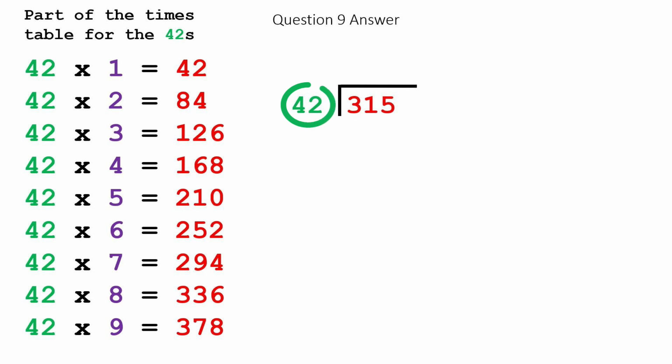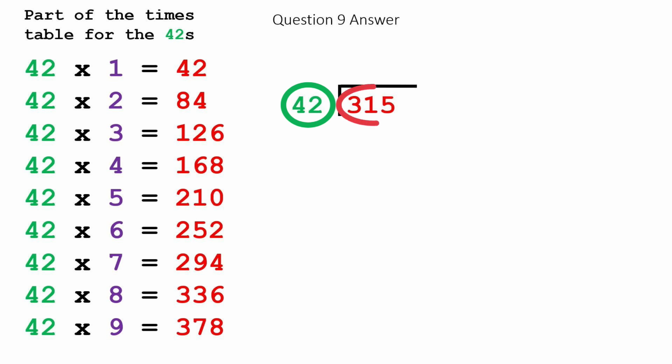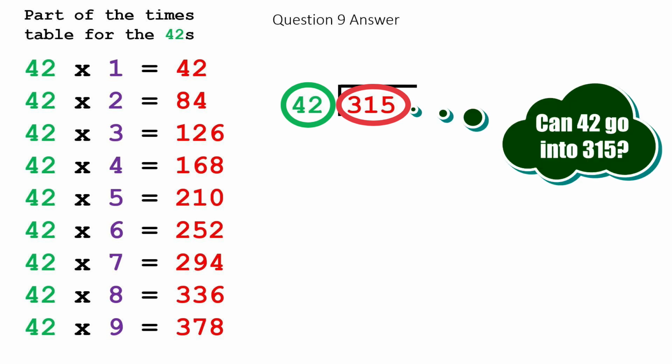When we have a two-digit divisor, we start by circling the first two digits of the dividend. Can 42 go into 31? No, 42 is bigger than 31. So, we'll expand the red circle to include three digits of the dividend, which, in this case, is the entire number. Can 42 go into 315? Yes, 42 is smaller than 315, so 42 can go into 315.